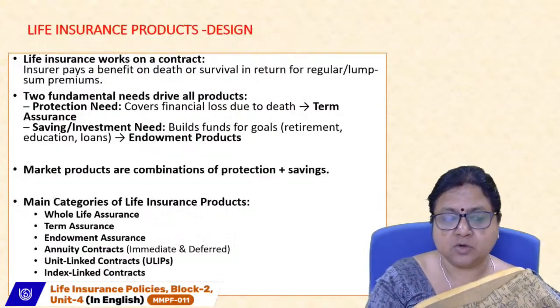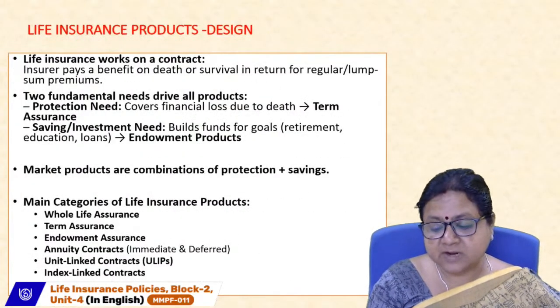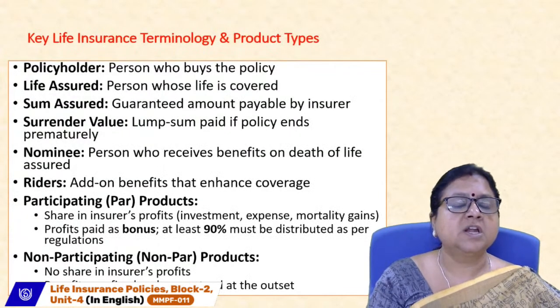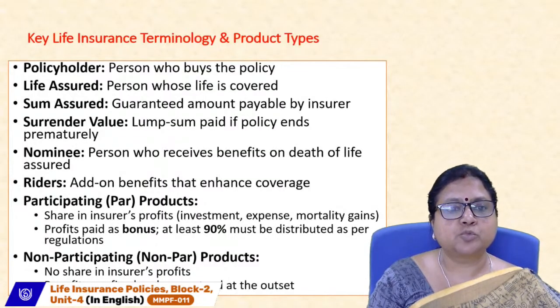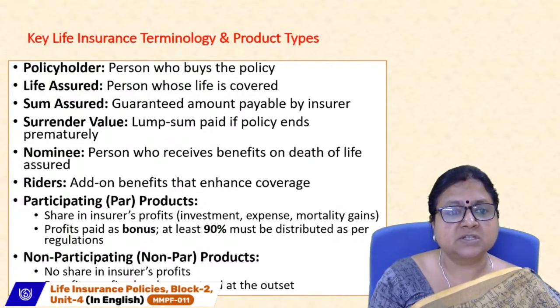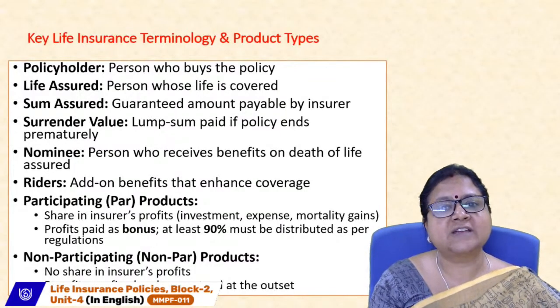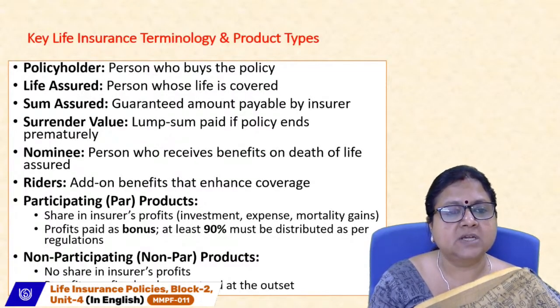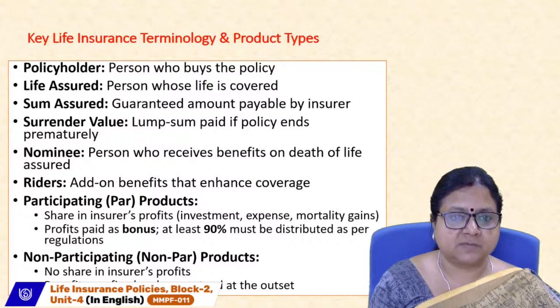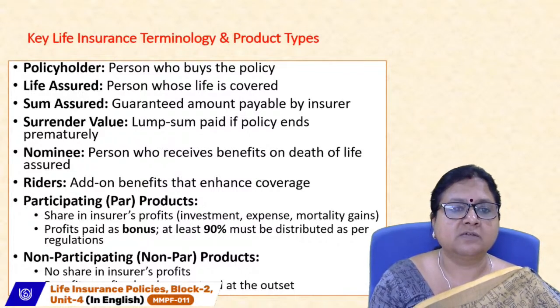Before moving on to the main categories of life insurance products, we'll define a few terms related to the life insurance contract. Policyholder: who is a policyholder? A policyholder is a person who buys the policy. That means he is the proposer of the life insurance policy. Life assured means the person whose life is covered. Suppose it is the father who has income in the family, then the father is the life assured. So, the person whose life is covered.